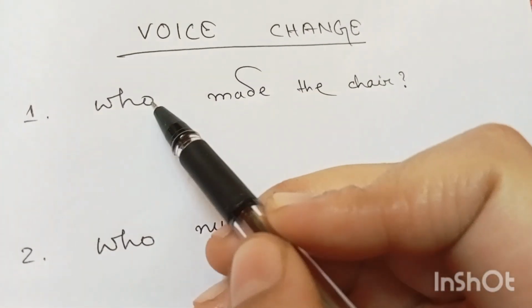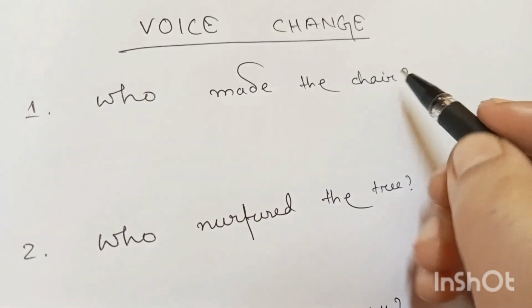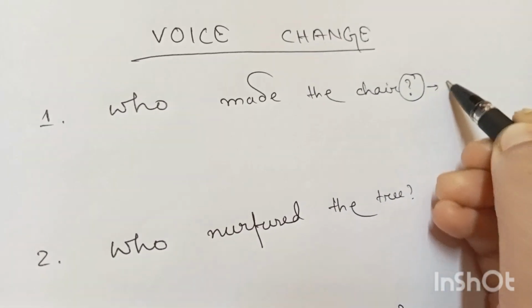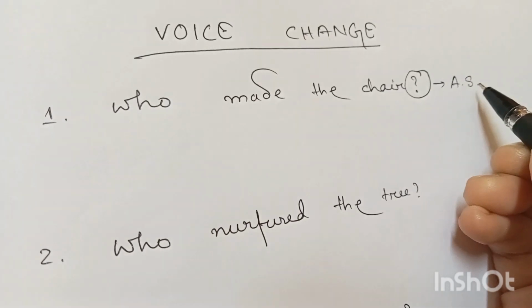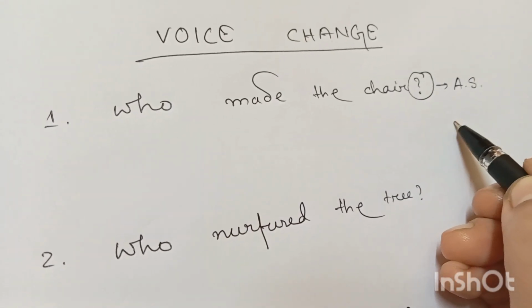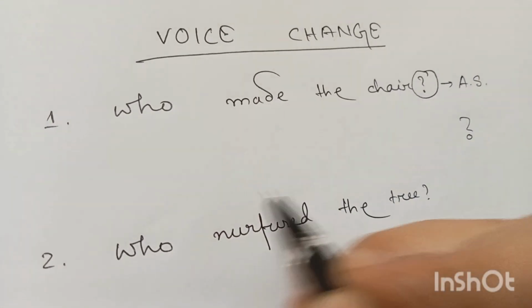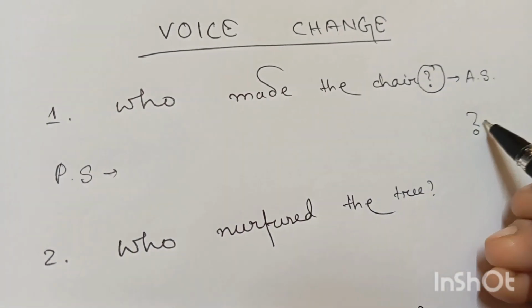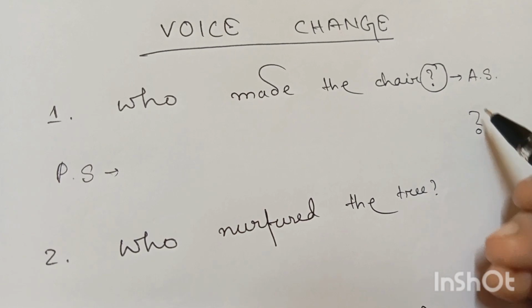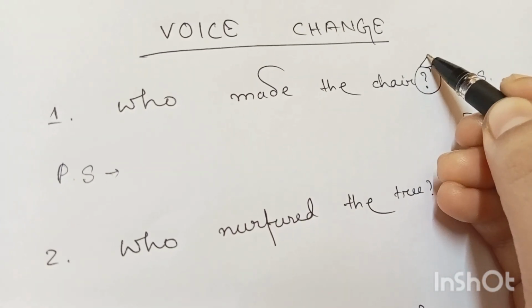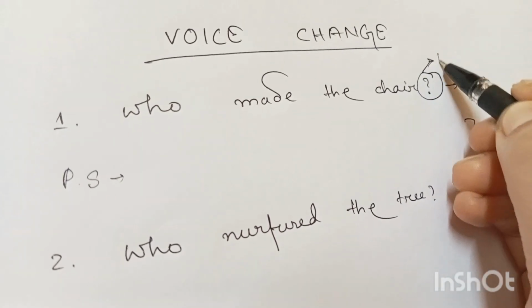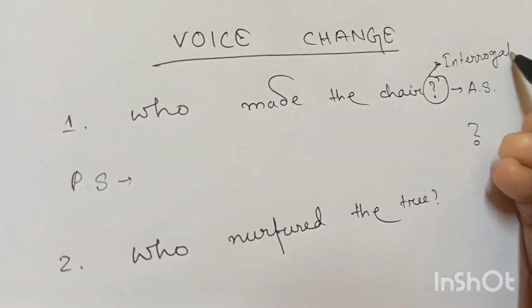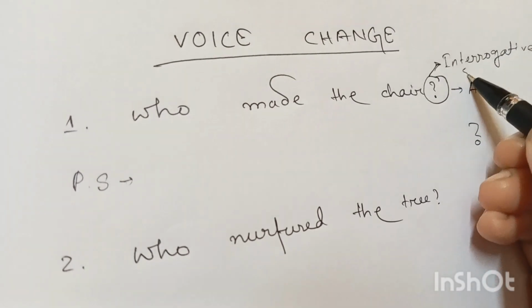Voice change. Who made the chair? See, we have a question mark in the active sentence. So we first write the question mark in the passive sentence because the passive sentence will also carry the question mark. And whenever we have a question mark in a sentence, we call it an interrogative sentence.